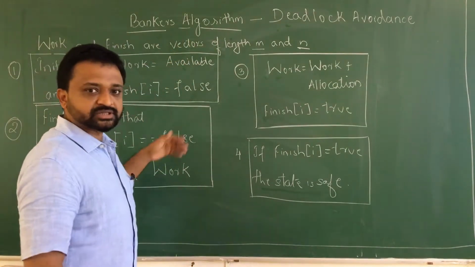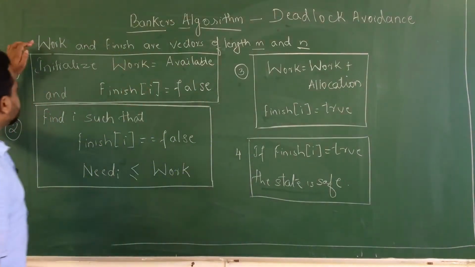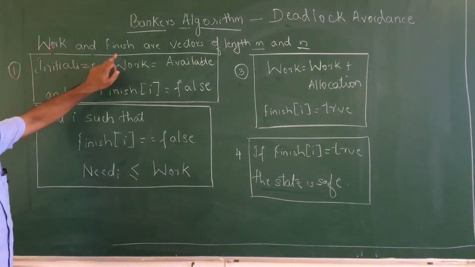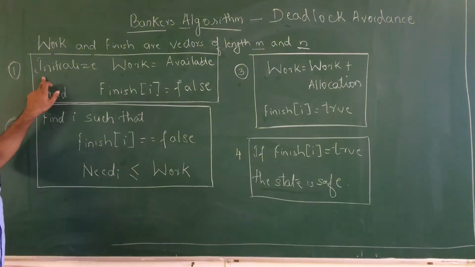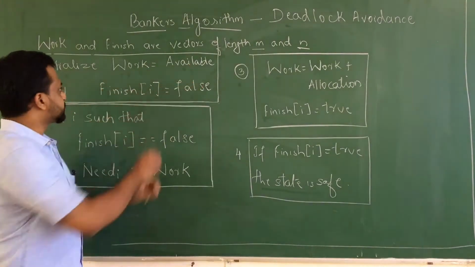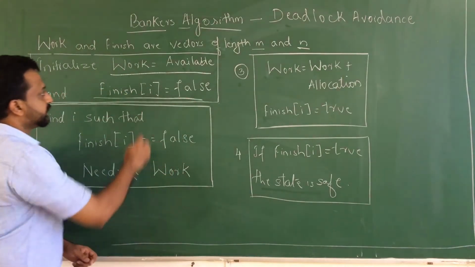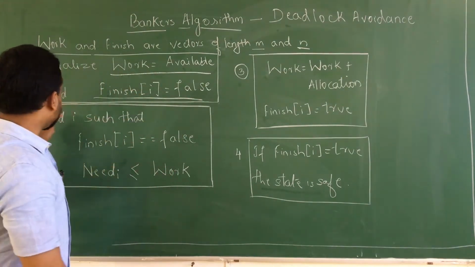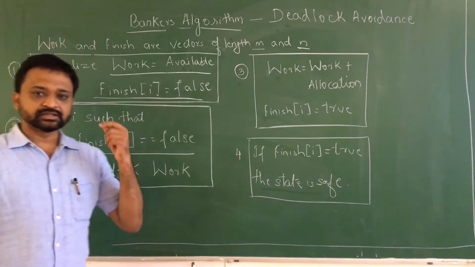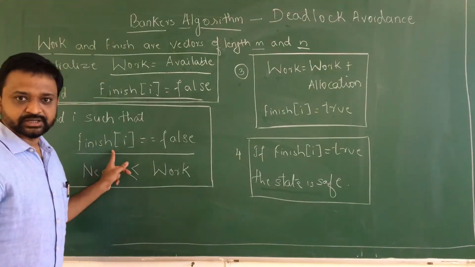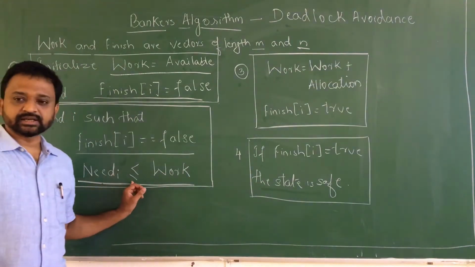We'll see the algorithm first, then later we are going to see the sequence of the steps and the problems. Here, first we'll see that Work and Finish are the two vectors with length m and n. Here we initialize Work equals Available. Please remember this. Work equals Available and Finish[i] equals false. If these two conditions hold, then we go to the second step. So we assign false to all of the processes initially. Then we check that Need[i] is less than or equal to Work.